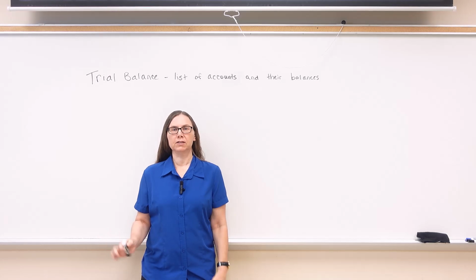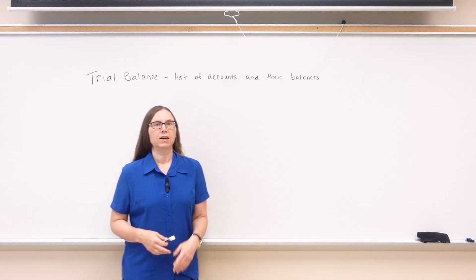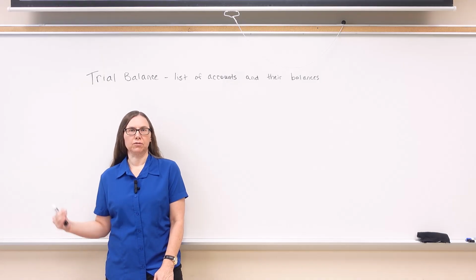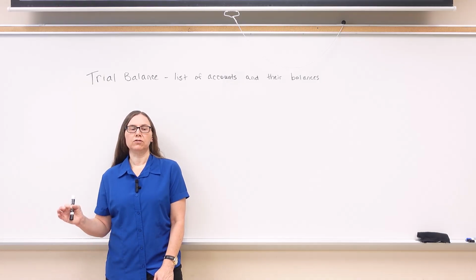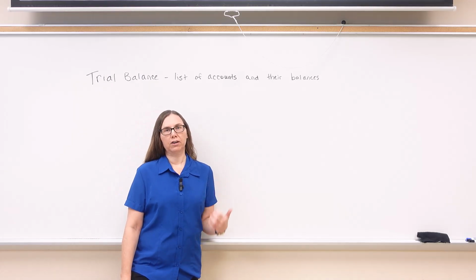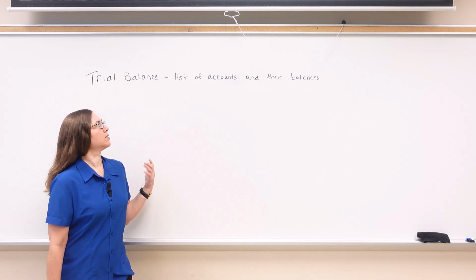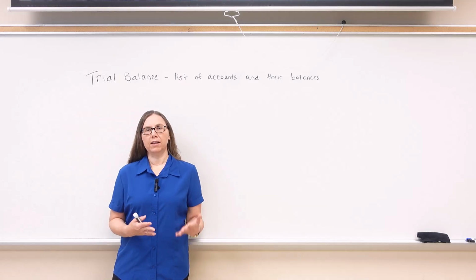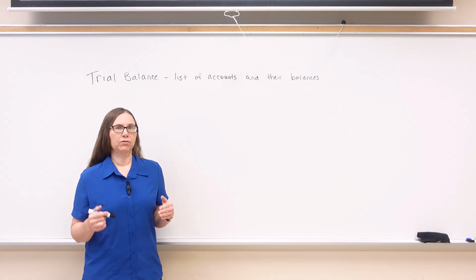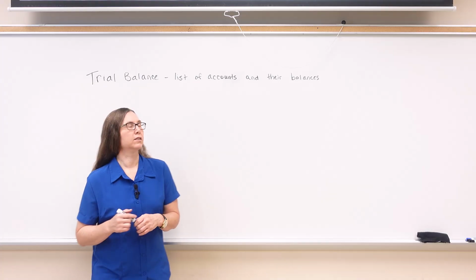In this video, I'm going to talk about the trial balance. Now, once you're done with your journal entries and T accounts or ledger, then you would want to make sure your total debits equal your total credits. So you would probably prepare a trial balance. A trial balance is simply a list of accounts and their balances from the ledger. And you want to make sure your total debits equal your total credits.